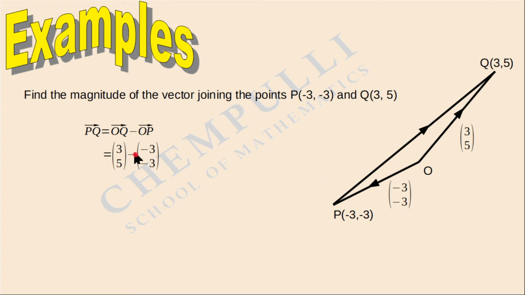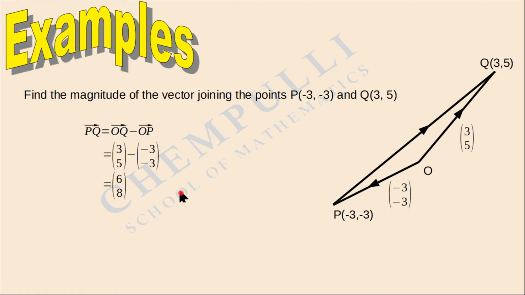That is 3 minus negative 3, which becomes 6. Then 5 minus negative 3 becomes 8. We will get the answer (6, 8). That is, vector PQ is equal to (6, 8). Next we have to find the magnitude. We know how to find the magnitude.